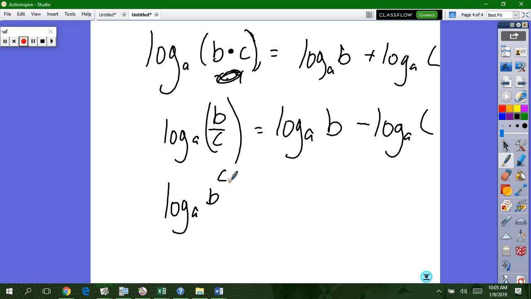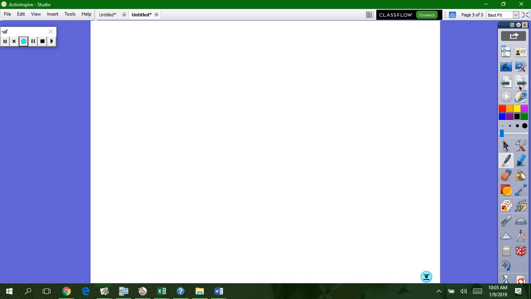What do we do when we have a power? Multiply. What does that mean? We're going to bring that power out front. So see how it came out to the front? It's multiplying C by the log of AB. You guys want to see how this works? Okay, watch.